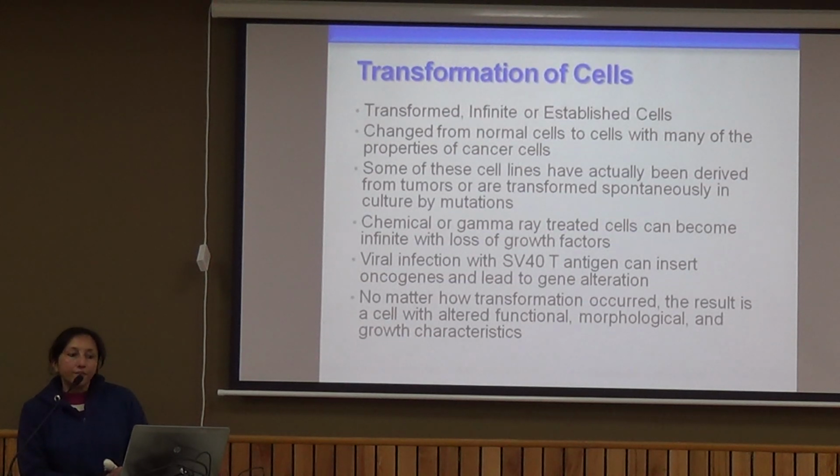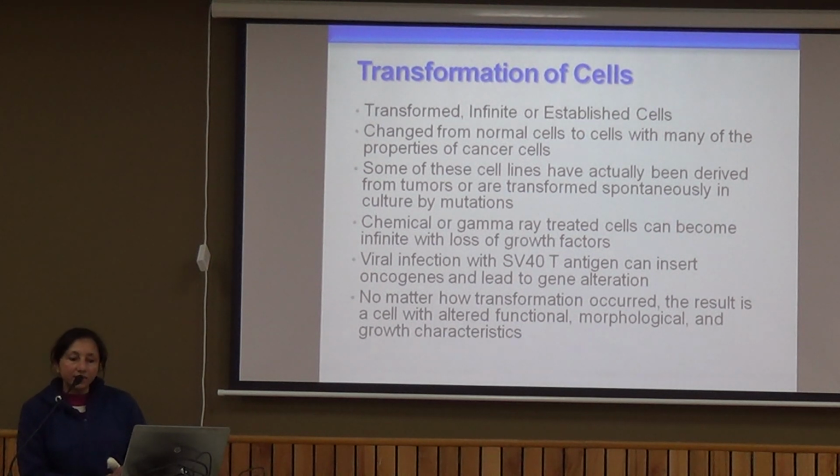Transformation of cells. Transformed, infinite or established cells change from normal cells to cells with many of the properties of cancer cells. These cell lines have actually been derived from tumors or are transformed spontaneously. So when we have to use cell lines in the laboratory, they can either be harvested from a patient already having a tumor or cancer, or we can take normal cells in the laboratory and transform them with the help of certain chemicals, mutagens, or viral infection.